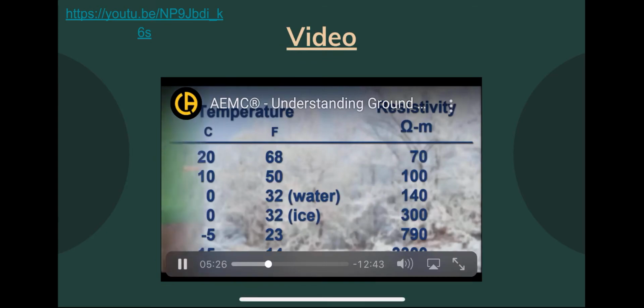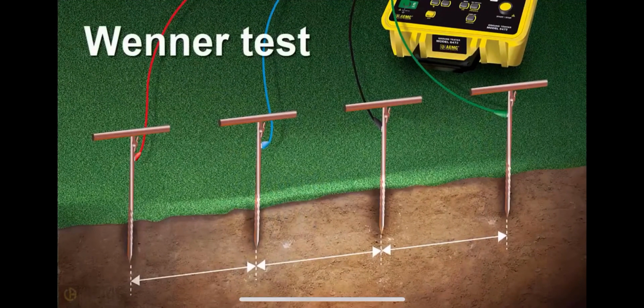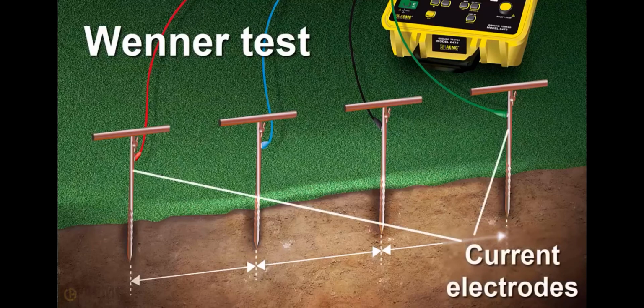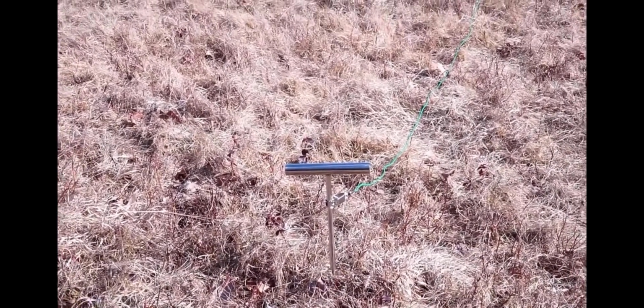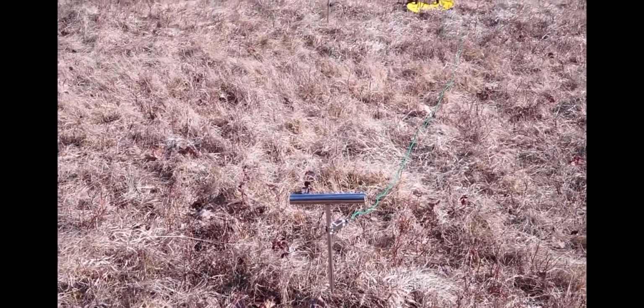The simplest way to measure soil resistivity is known as the Wenner method. This involves placing 4 equally spaced and inline electrodes into the ground. The 2 outer electrodes, called the current electrodes, inject current into the soil. The 2 inner electrodes, called the potential electrodes, measure voltage, which is then used to calculate soil resistance. In our example, we have spaced the electrodes 10 feet apart and 6 inches deep.